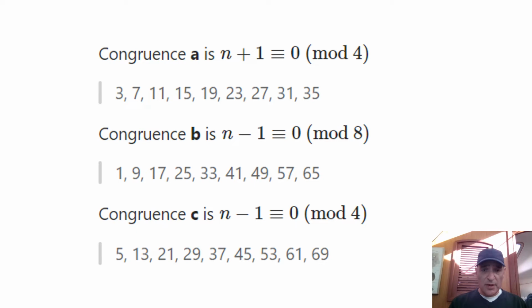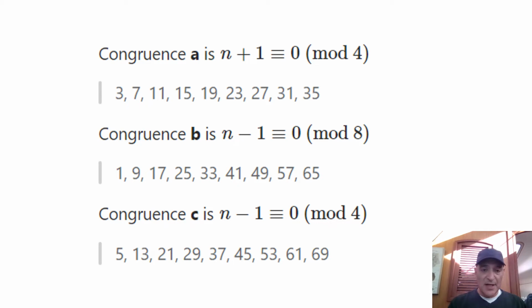You might be wondering why 1 is congruent 0 mod 8. Well, remember, n minus 1, or 1 minus 1, is going to be 0. So that's why. Whereas n plus 1 would make it 2, and that definitely would not be congruent 0 mod 4. So 0 is congruent with any number.